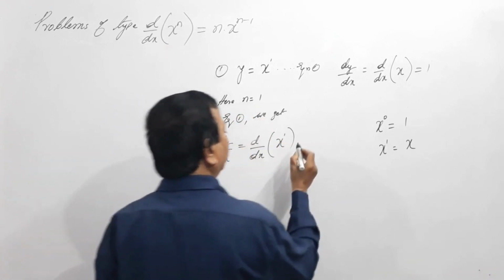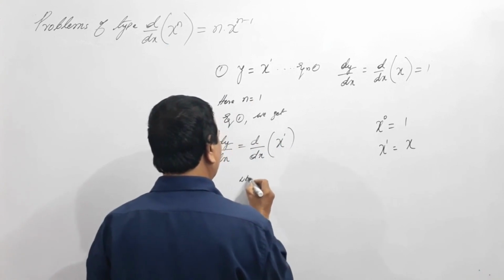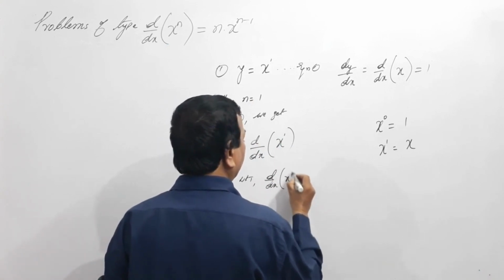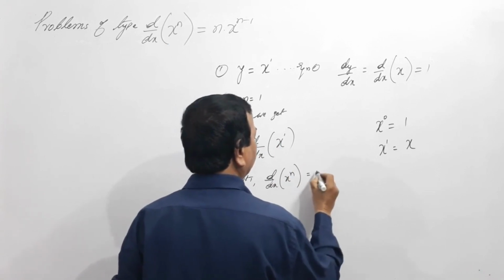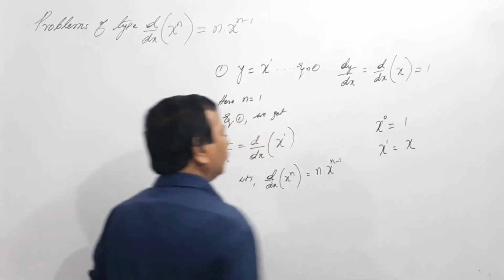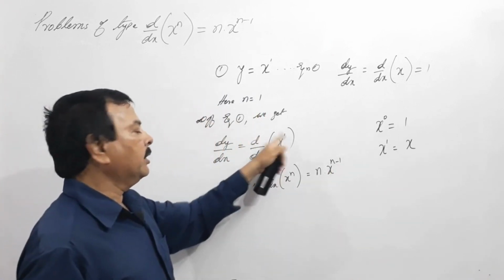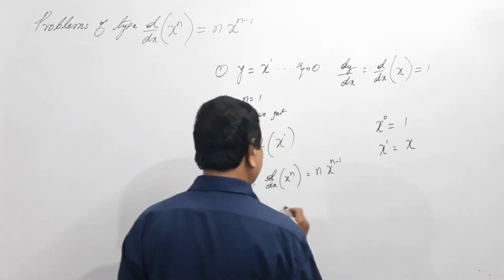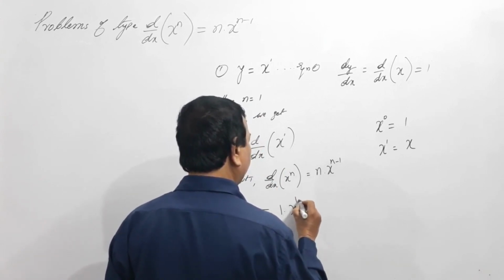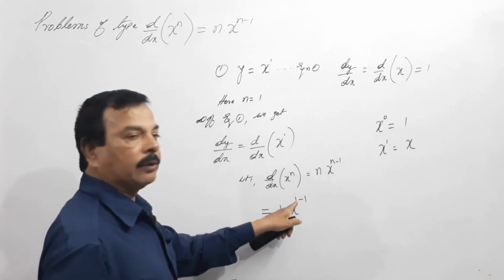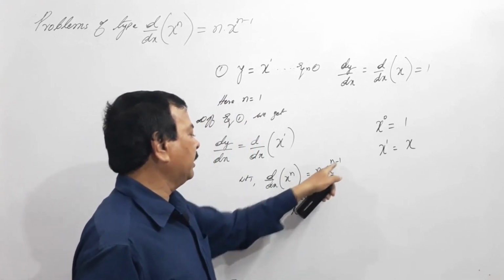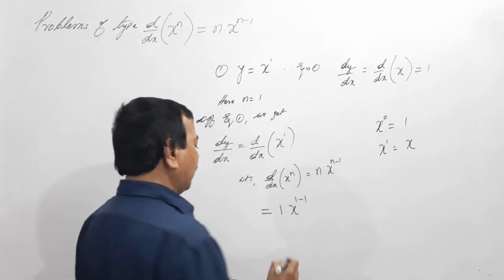So, we know the solution. We know that d by dx of x to the power of n equals to n into x to the power of n minus 1, right? So here n is 1. So what I'll do is, which is equals to 1 into x to the power of 1 minus 1, where n is 1. So 1 minus 1. So what happens here?